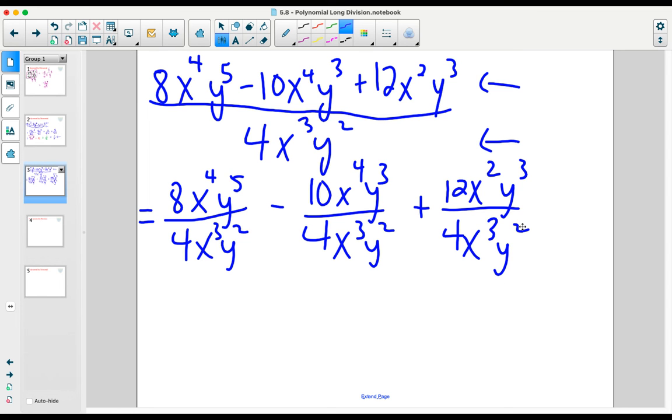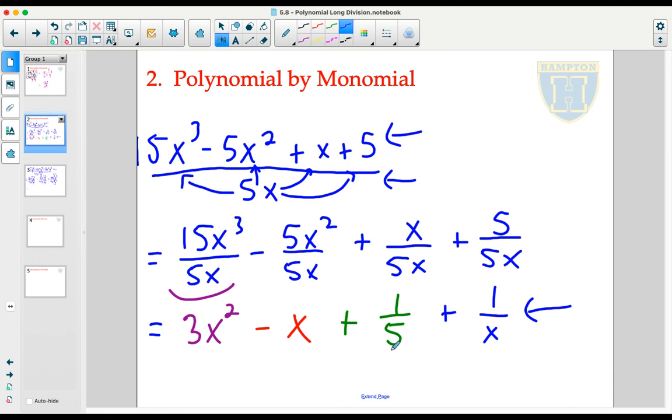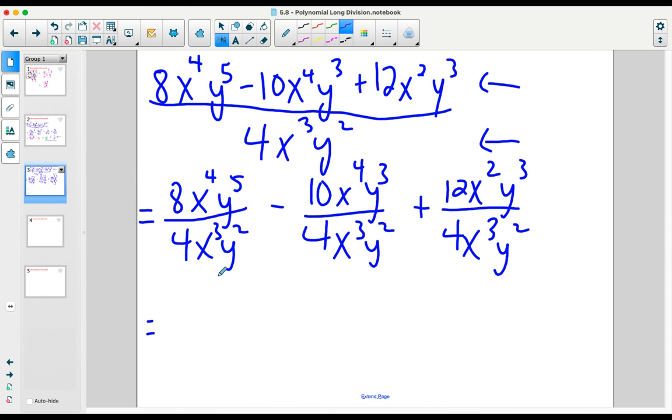This one's a little bit tougher because we have two different variables that we have to manage, making sure we're subtracting for both of them. We probably will end up with some terms in a denominator, and that's okay. There might be an individual fraction part to the answer, similar to what we had here with the 1/5 and the 1 over x. So our first division, 8 divided by 4 is 2.